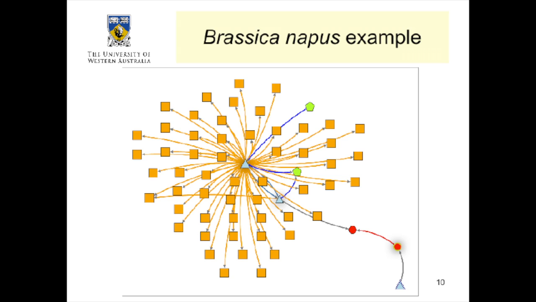Down here is the Brassica napus gene. It encodes a protein related to an Arabidopsis protein, and there's a huge body of scientific literature on that gene. These are all resistance papers.